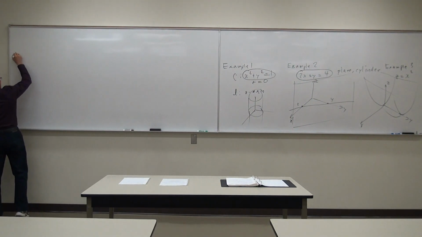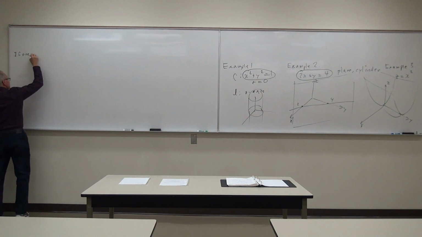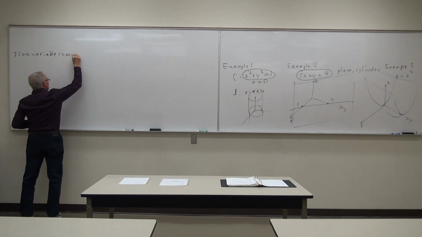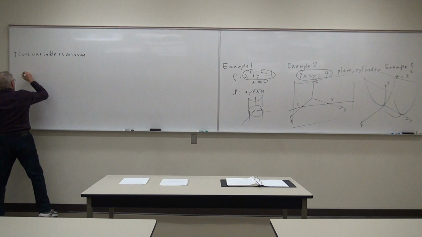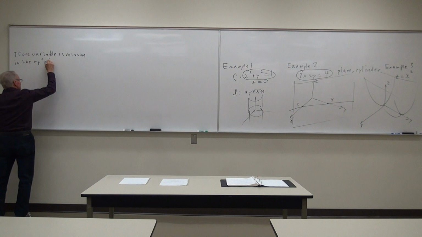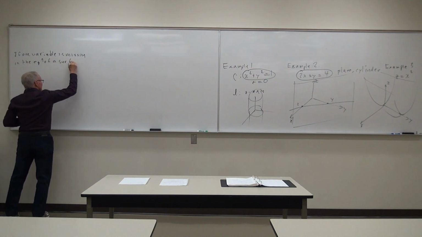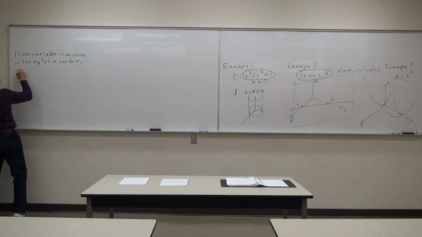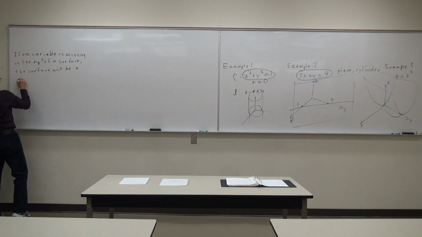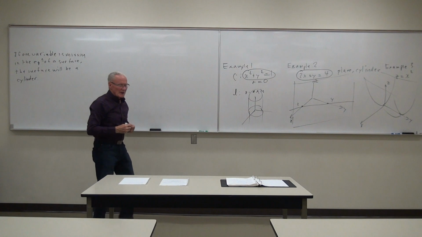If one variable is missing in the equation of a surface, the surface will be a cylinder. In general, there are always exceptions, but this is what I'm going to expect in general. So that's a nice way to recognize cylinders.